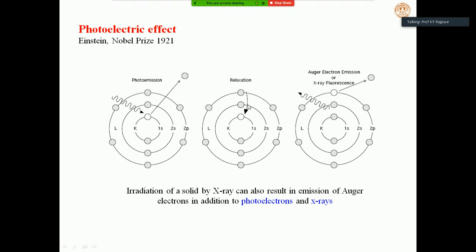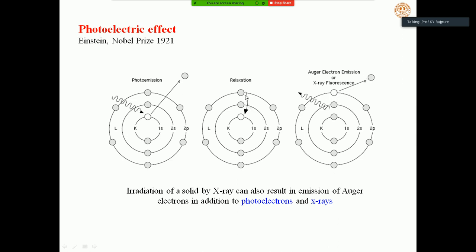So, if these are non-radiative transitions, then the energy is still there, because in every physical phenomenon, the law of conservation of energy and the law of conservation of momentum should be satisfied. If the radiation is not there, then where will the energy go? That energy is sufficient to remove the electron in the outermost orbit.